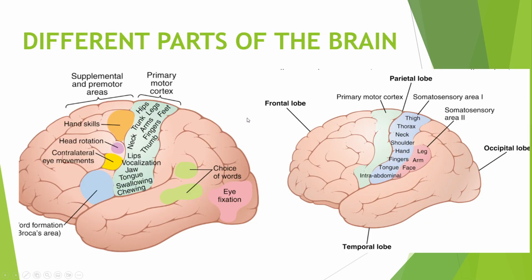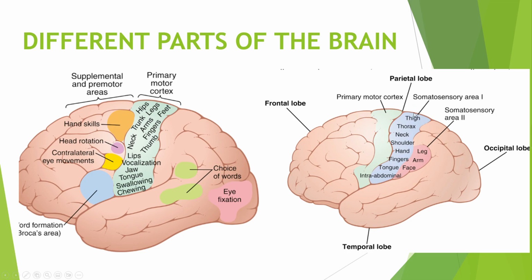So these are the different parts of the brain that control the body. One is the motor cortex. The area in green color is the primary motor cortex. It controls the hips, legs, feet, arms, trunk, fingers, thumb, neck, lips, jaw, mouth, and it controls the hand.